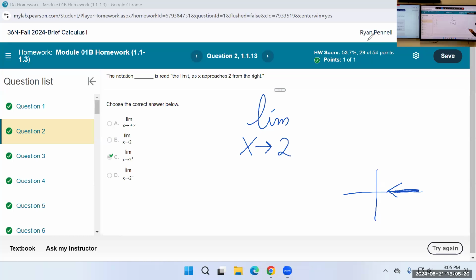We're going backwards. We're going to approach 2 from this way. So we're going left, but we're coming from the right. So we put a little plus sign saying that we're going to be from the right. Plus sign means from the right. Okay, so that's how I would write the limit as x approaches 2 from the right. If it was from the left, I would put a negative sign. It's just a notational thing, how we write this down.